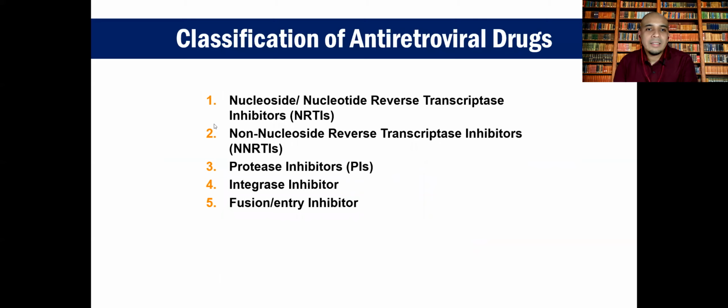These are the classification of antiretroviral drugs. As you can see here, there are 5 main groups, namely nucleoside or nucleotide reverse transcriptase inhibitors or NRTIs, non-nucleoside reverse transcriptase inhibitors or NNRTIs, protease inhibitors, integrase inhibitors, and fusion inhibitors. As mentioned before, 4 over 5 of these drugs make the viral enzyme as their target.